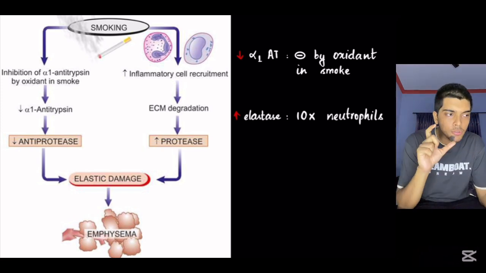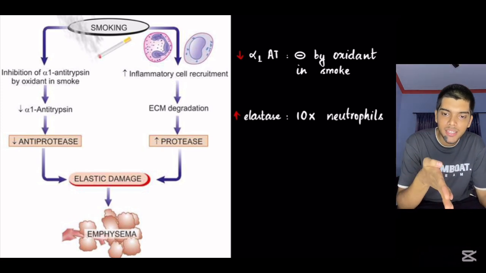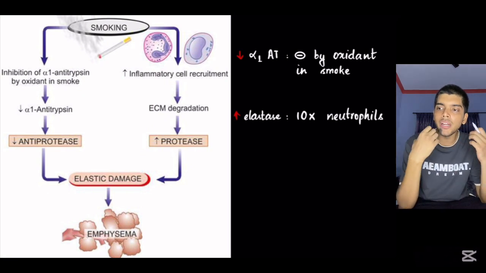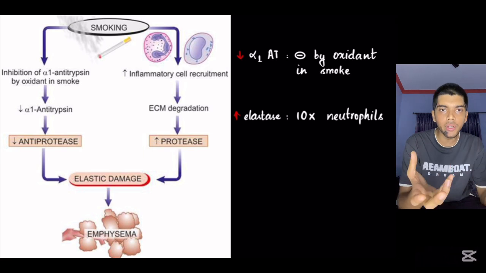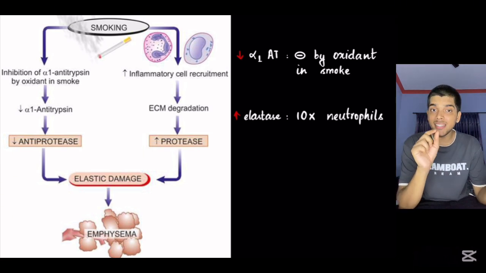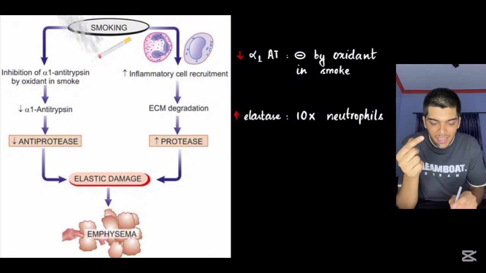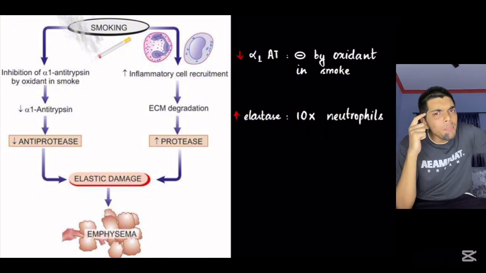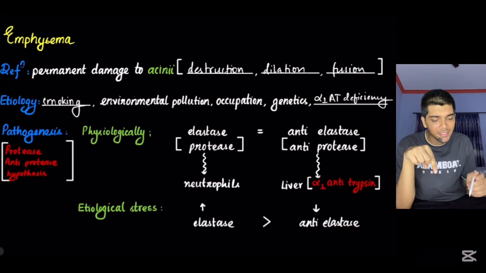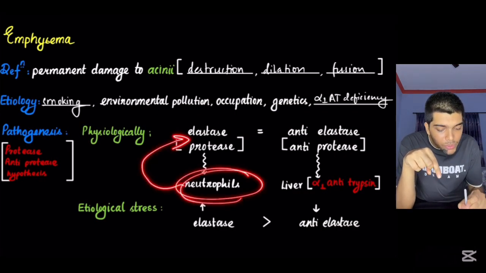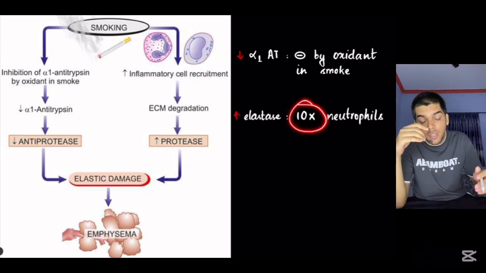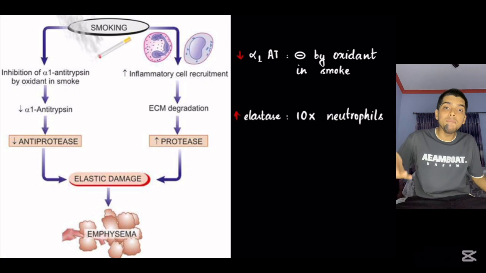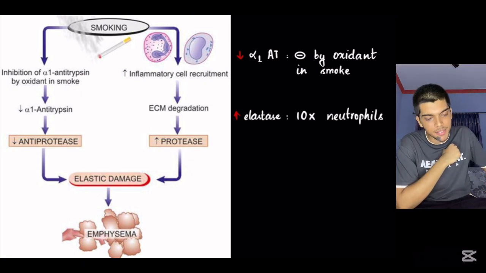How? Smoking applies stress in the acinus, resulting in inflammation, and due to inflammation, there is recruitment of inflammatory cells, which obviously includes the neutrophil. It is said that smoking results in a 10 times increase in the number of neutrophils. And if I remember correctly, previously I said that it is the neutrophil that produces elastase. That means 10 times the number of neutrophils, 10 times the amount of elastase. So there is an immense increase in elastase.